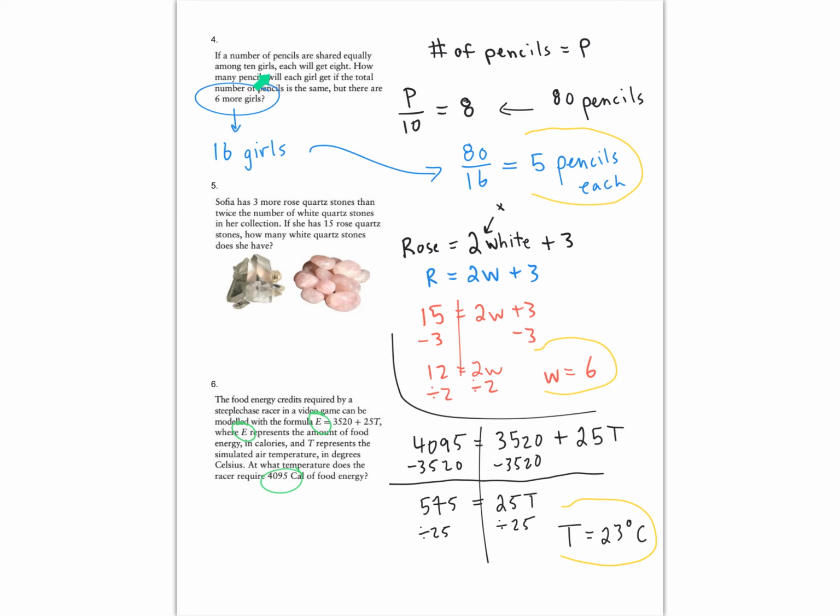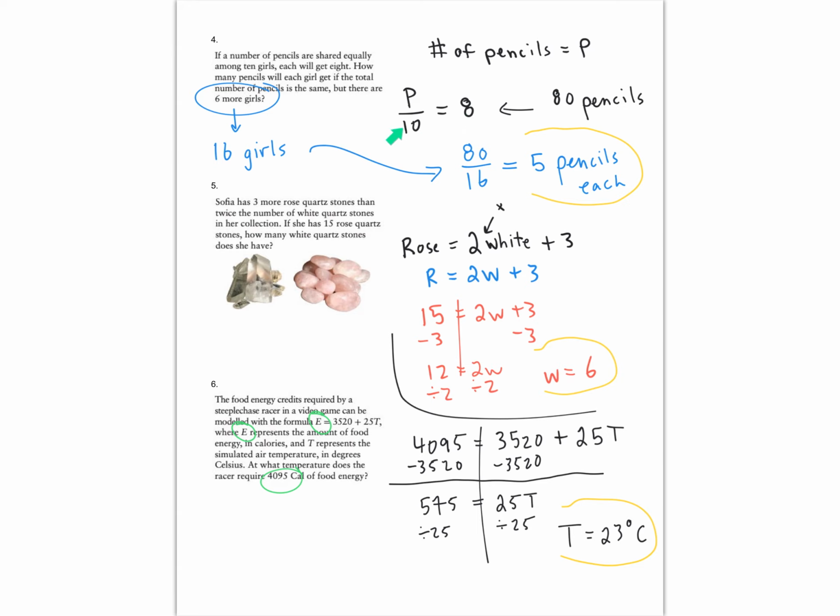Let's see here. If a number of pencils are shared equally among 10 girls, each will get 8. How many pencils will each girl get if the total number of pencils is the same, but there's 6 more girls? Okay, so if the number of pencils is divided evenly among 10 girls, each will get 8. So we know that means there's 80 pencils, because 80 divided by 10 would give each girl 8 pencils.